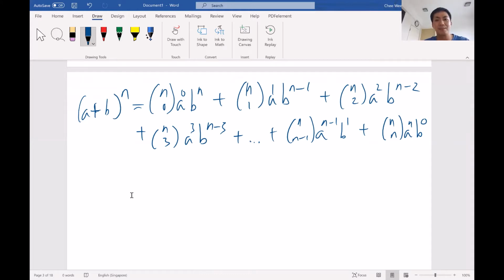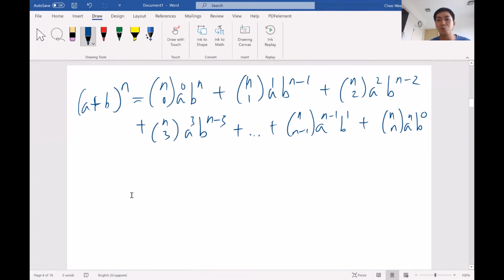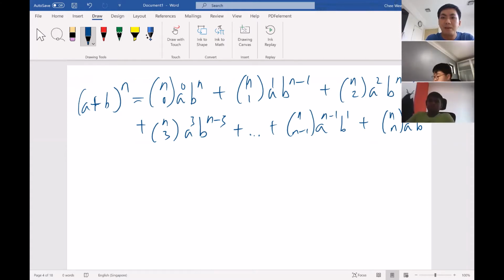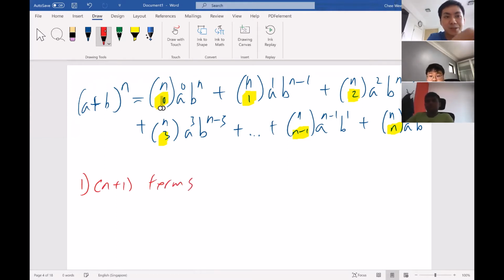So at a quick glance, there are a couple of observations you can make. One thing is there are actually a total of n plus 1 terms. If you look at it, the index element here ranges from 0, 1, 2, all the way to n. So it's a total of n plus 1 terms post-expansion. This is the first observation that you can make.